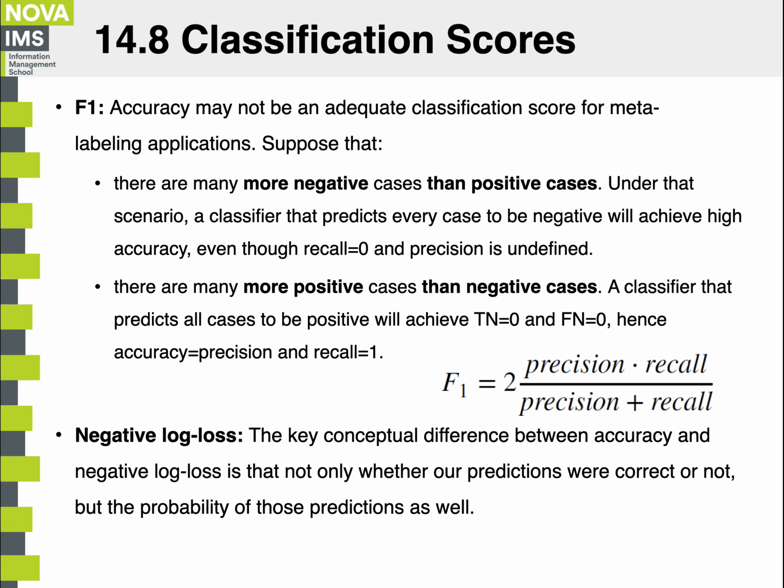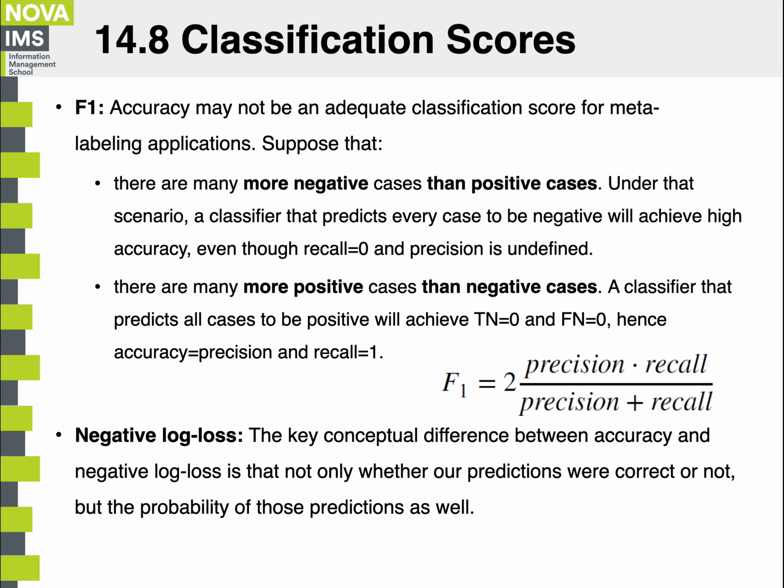F1 comes in when accuracy may not be an adequate classification score for meta-labeling applications. Suppose that when there are more negatives than positive cases, a classifier predicts every case to be negative. It will achieve higher accuracy, even though the recall will be 0 and the precision undefined. In the case of more positive cases than negative cases, a classifier that predicts all cases to be positive will achieve true negatives and false negatives equal to 0.